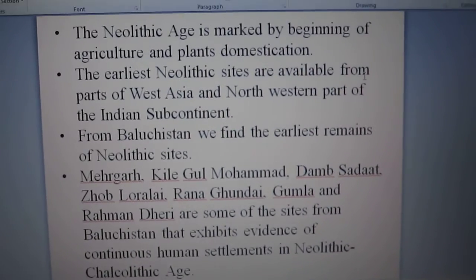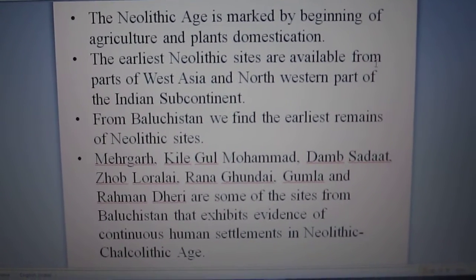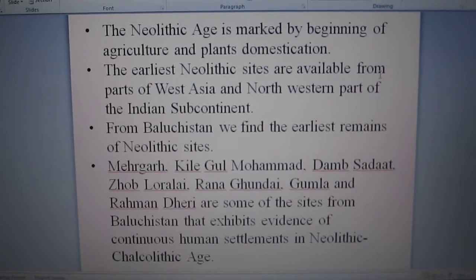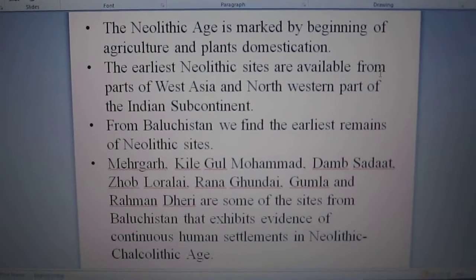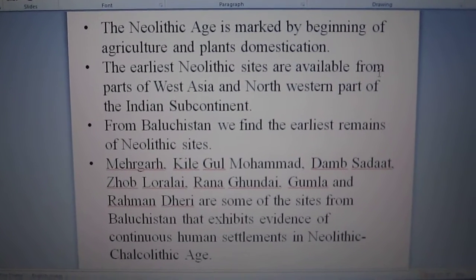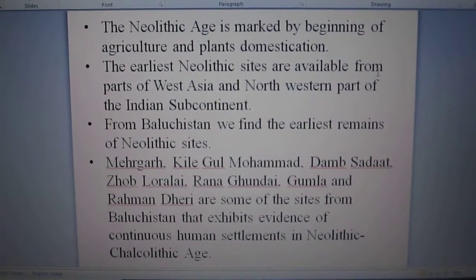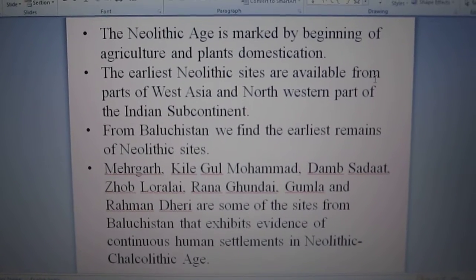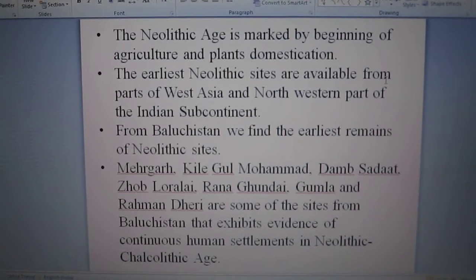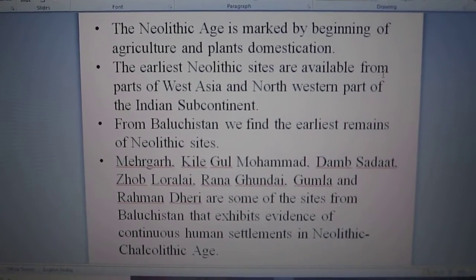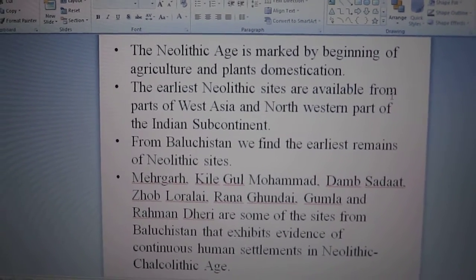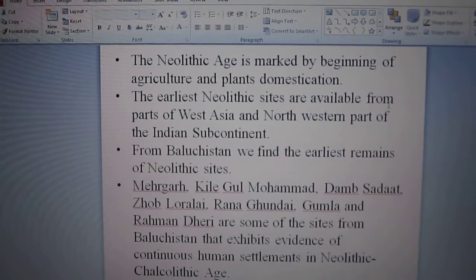So the earliest Neolithic settlements in the global context can be found in the northwestern part of the Indian subcontinent and also in West Asia. From Balochistan, we find the earliest remains of the Neolithic age. Mehergarh, Kilegul Muhammad, Dam Sadat, Jhob Loralai, Rana Ghundai, Gumla, Rahman Dheri are some of the sites from Balochistan that exhibit evidence of continuous human settlement in the Neolithic-Chalcolithic age. In fact, we even see the continuation of human settlement till the beginning of Harappan civilization, and many of these sites were contemporary with Harappan civilization.